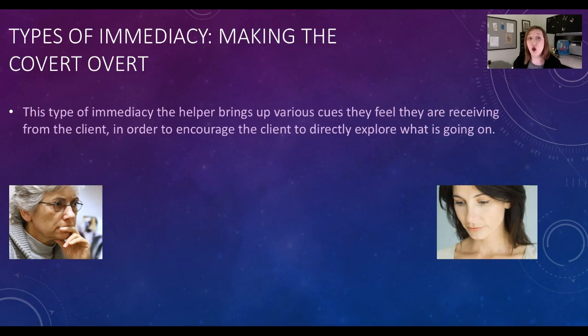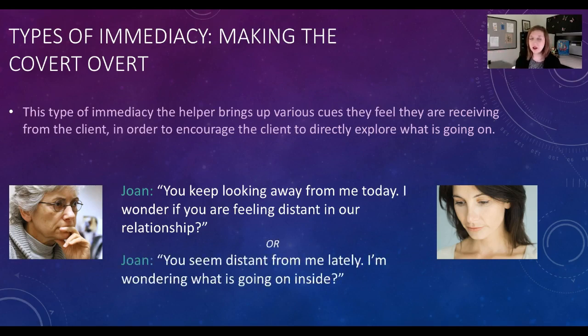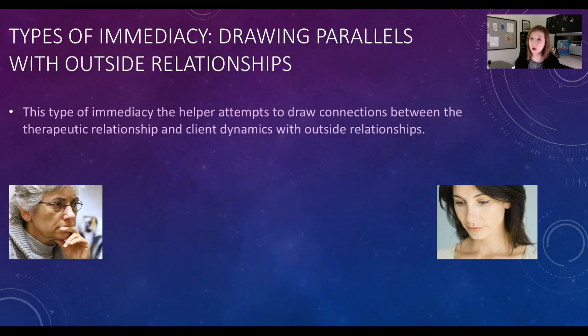The next is making the covert overt. So this involves when a helper brings up cues that they're seeing, when they feel they're receiving different things from the client, that the client's trying to say, "Hey, I'm not cool with this," but the client isn't directly saying it. So the counselor or helper brings this up because they want to more directly explore what's going on. So this can involve saying something like, "You're looking away from me today. I wonder if you're feeling distant in our relationship." So see there, she's noticing a nonverbal cue, which lets her know the client is not engaged. Another example, "You seem distant from me lately. I'm wondering what's going on inside." So using that gentle, therapeutic, curious tone, but checking in on the nonverbals.